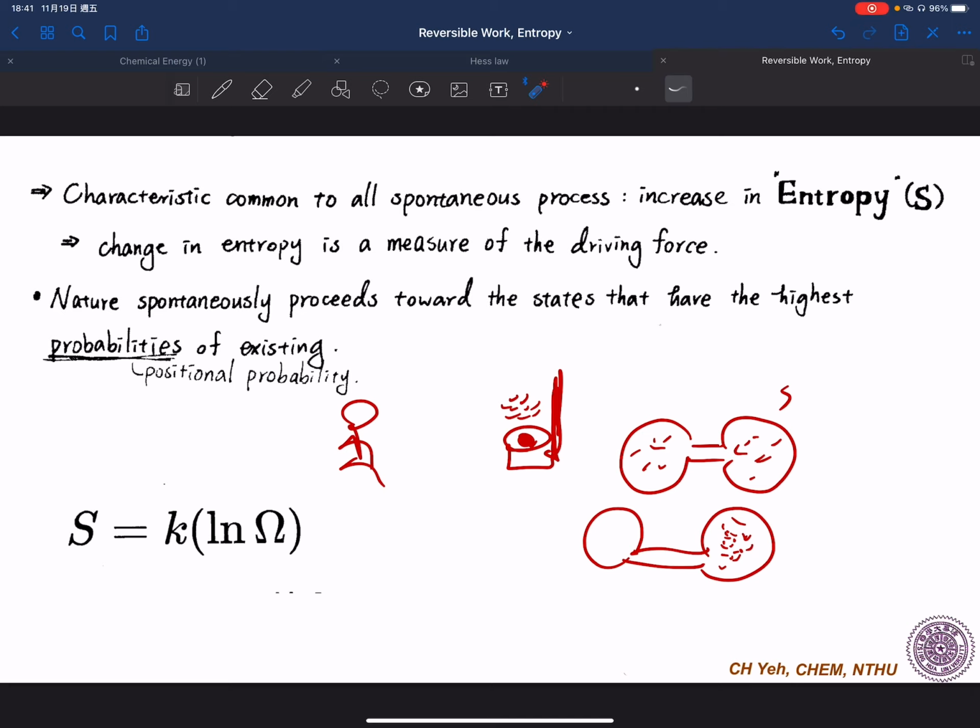Because you don't tidy up, it means that you just let this happen. You just let things go naturally. So if you do not put any effort into tidying up, your table will be more messed up. So this is the natural flow, and we call this spontaneous. Okay, I think after explaining like this, you will have the idea of spontaneity.